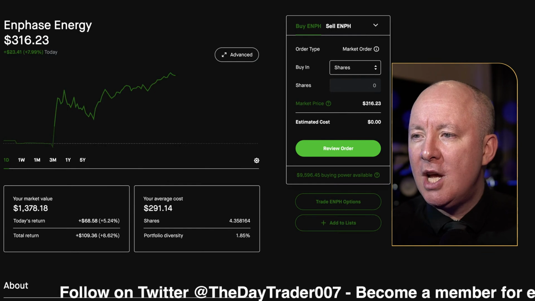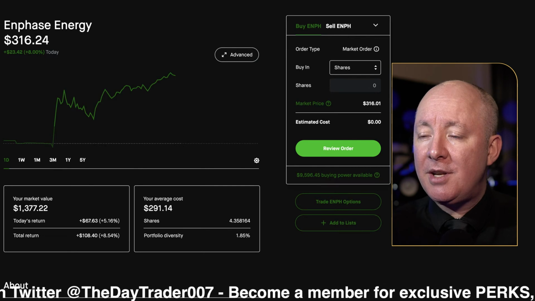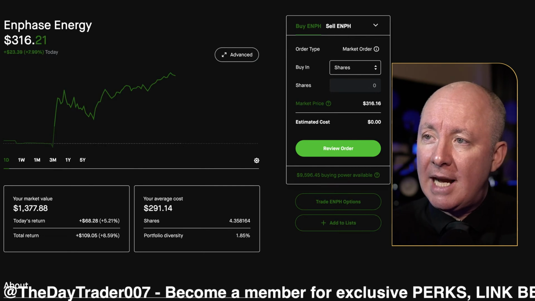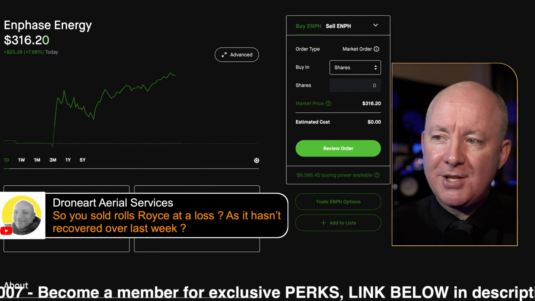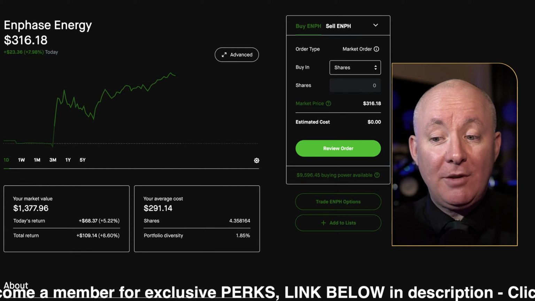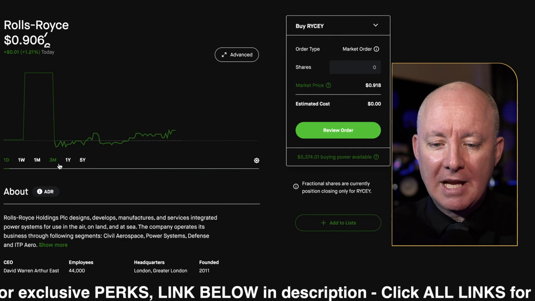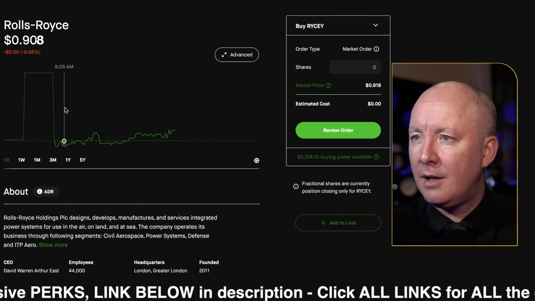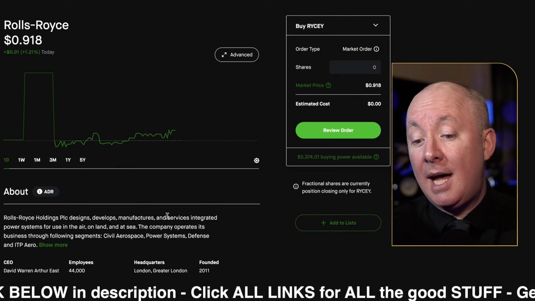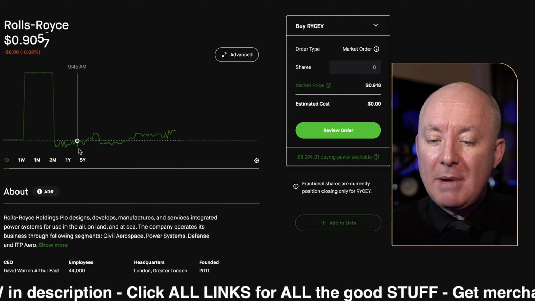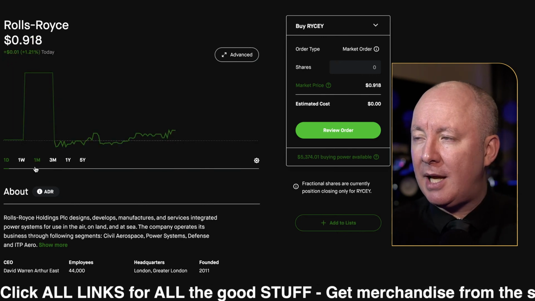Hello, both Aprils. So you sold Rolls Royce at a loss as it hasn't recovered. That's correct. I did sell Rolls Royce at a loss because I don't like the way it's trading. It looks manipulated to me, even though I love the company. The way the stock is trading looks a bit dodgy to me. This every now and again looks very dodgy. All right, and the stock could suddenly drop. And at the end of the day, I'm still making that amount of money, but I'm making it somewhere else which I don't feel is so manipulated.